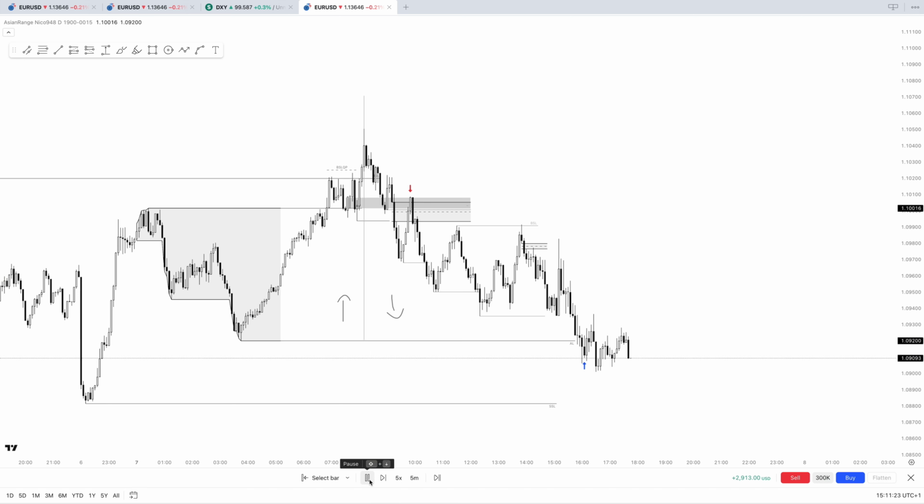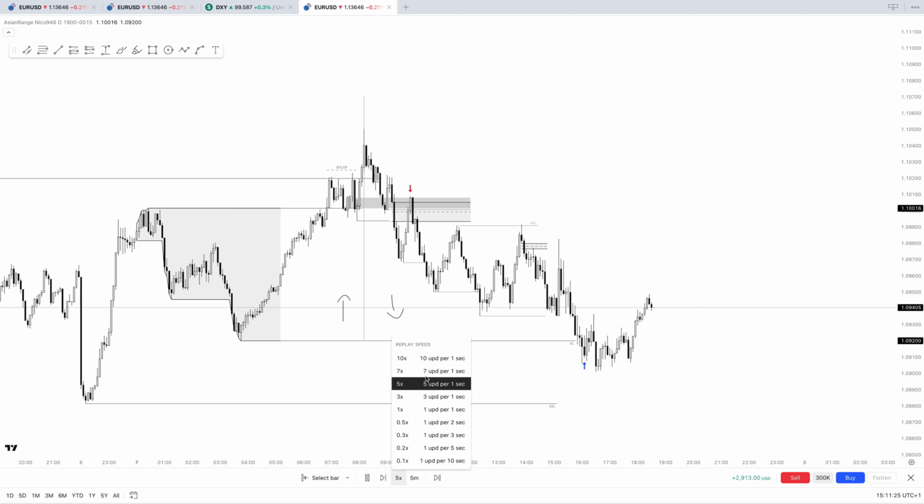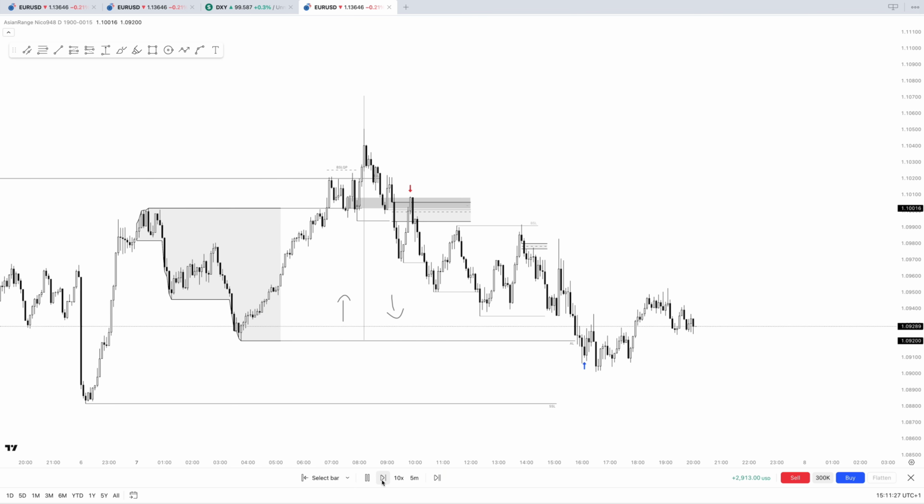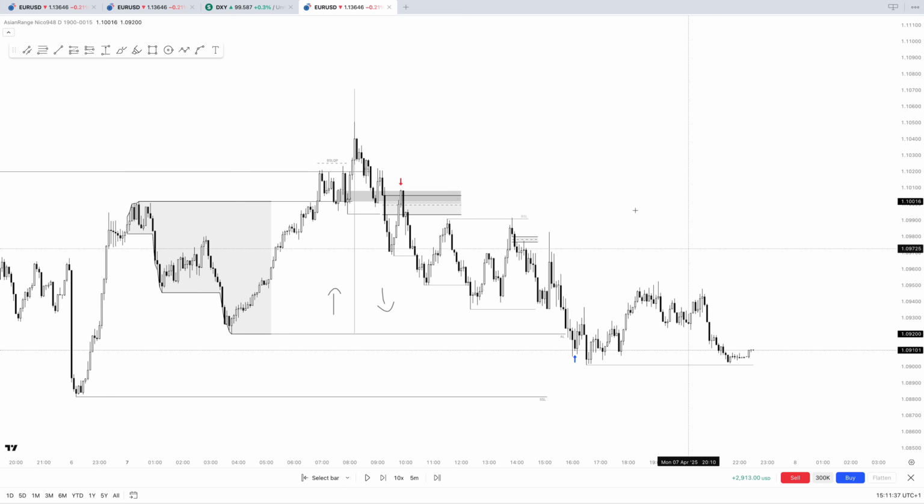And you'll see that price, if we speed it up a bit, fails to extend this low. And here it's already 10:30. We've already rolled over into the new day, right? So you want to be out of your position at this time.